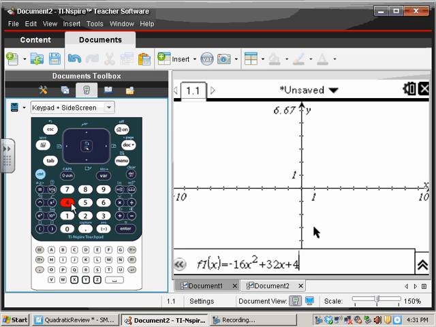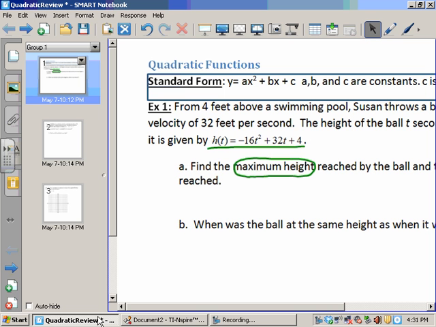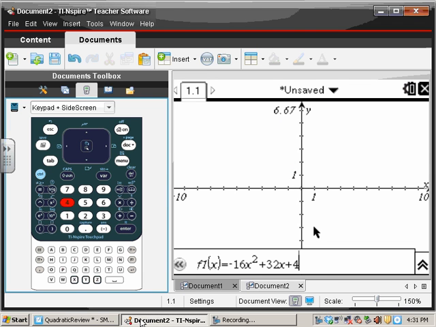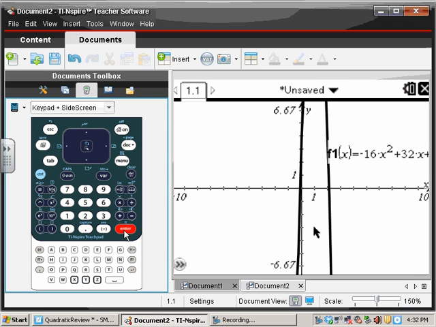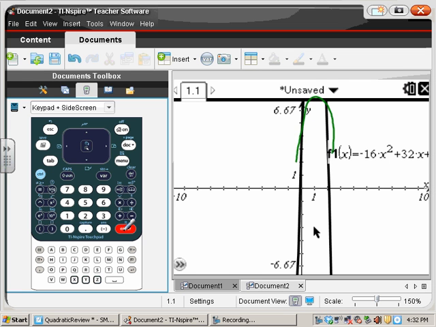Let me backtrack to make sure that was the right equation. Yes, it is. So make sure you type that in right. Now you hit enter. Bam. I can see this graph. But unfortunately, I can't see the maximum because it goes off the screen. So I need to change my window.